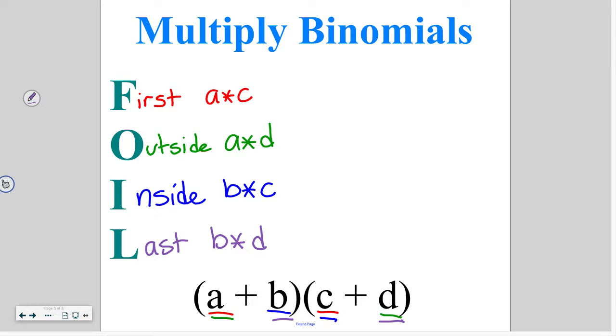So notice when we are looking at this, we've got the A being multiplied with C and with D. That's the first and the outside. And then we've got the B being multiplied with the C and the D. That's the inside and the last. So it doesn't matter what order you are in, but this acronym will help you have it in standard form at the end of the problem so that you don't have to rearrange anything. So first, outside, inside, last, or FOIL is what we're going to want to use throughout these problems.